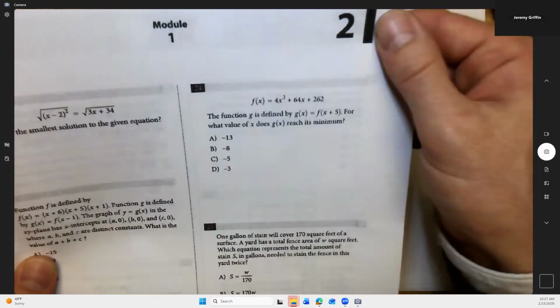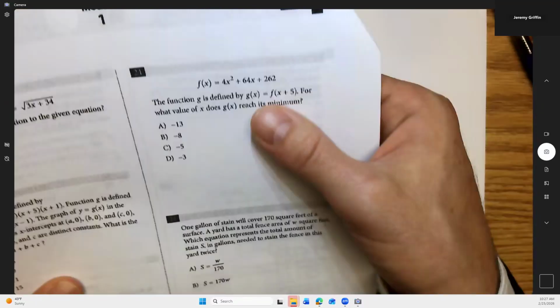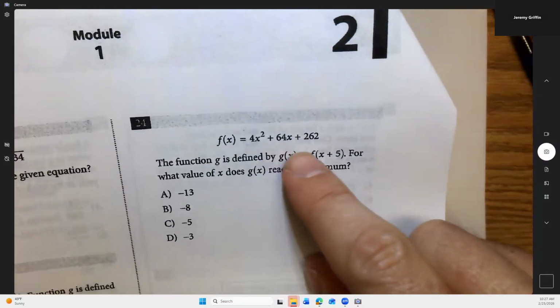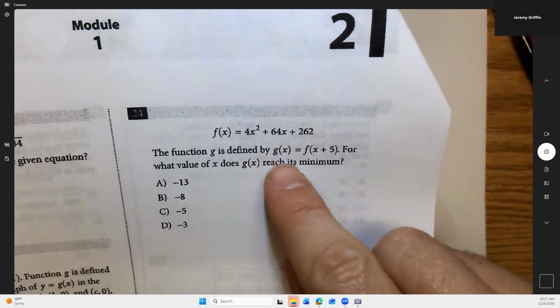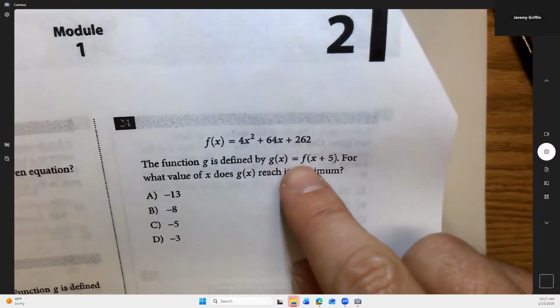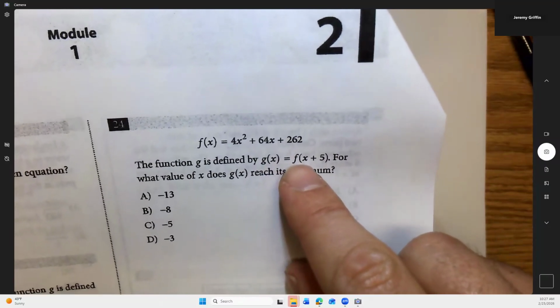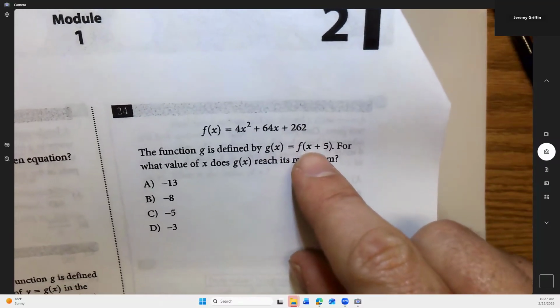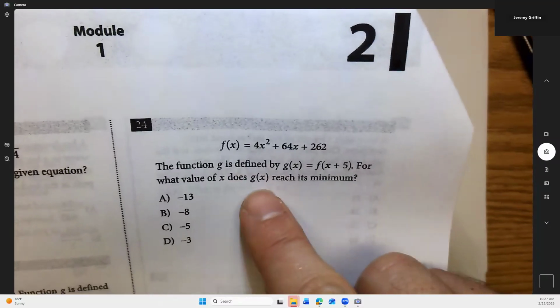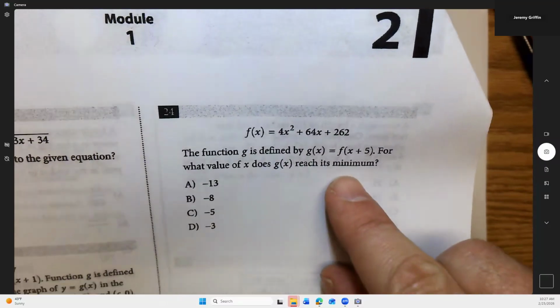All right, 24. f of x is 4x squared plus 64x plus 262. Looks like a parabola. The function g of x is defined as f of x plus 5. So guys, g of x is f of x shifted which way, how much? Left 5. There you go, left 5. For what value of x does g of x reach its minimum?